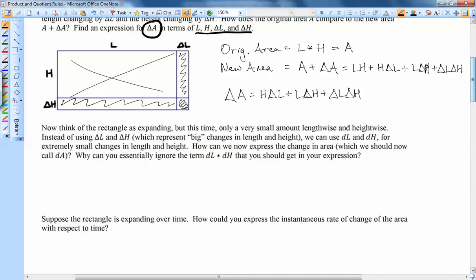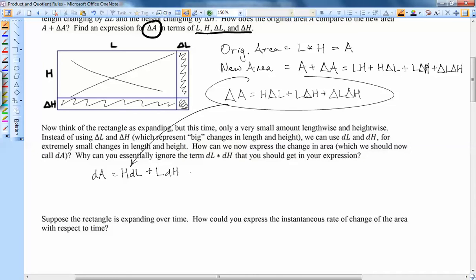And now it says, think of the rectangle as expanding, but this time only a very small amount in terms of the length and the height. So instead of using the big deltas for the big changes, we're actually going to switch them to little d's, for small changes. And remember, we use the little d for really small changes, essentially infinitely small changes. So if I rewrite everything using little d's, then this line is going to turn into this line here: h times a small change in L, plus L times a really small change in the height, plus a really small change in L times a really small change in h.